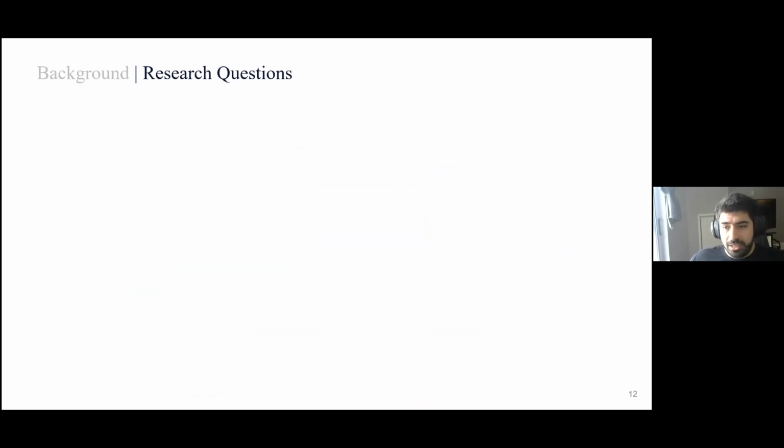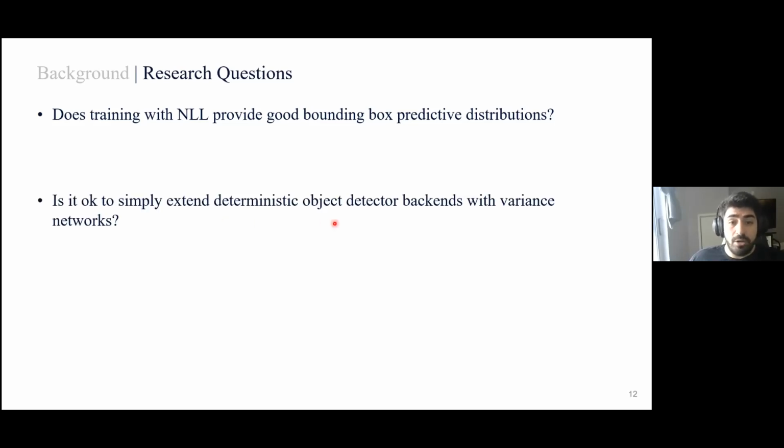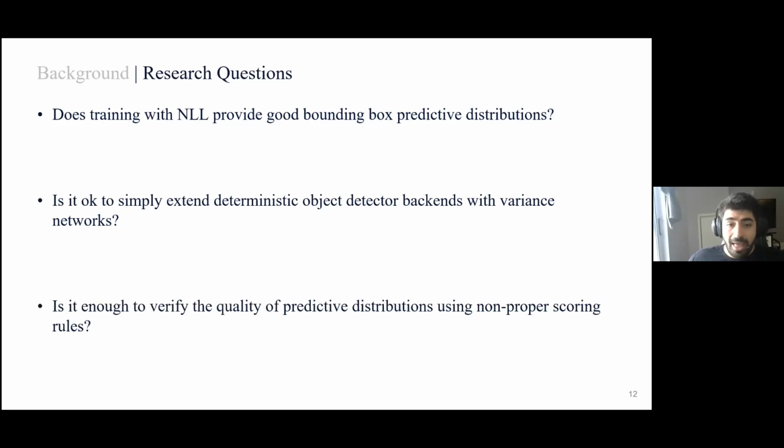By observing these trends, we ask ourselves three research questions. Are we guaranteed that training with negative log likelihood provides high-quality bounding box predictive distributions? Is it okay to simply extend deterministic object detection backends with variance networks and create probabilistic object detectors this way? And finally, is it enough to verify the quality of predictive distributions using non-proper scoring rules? The answer to these three questions is no. I will begin by describing the pitfalls of training with the negative log likelihood loss for learning bounding box predictive distributions.